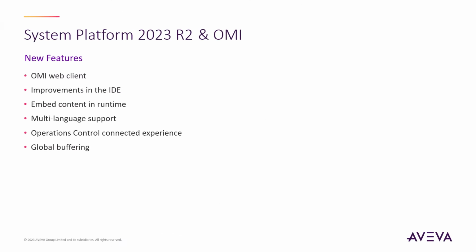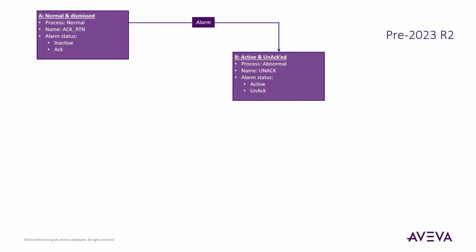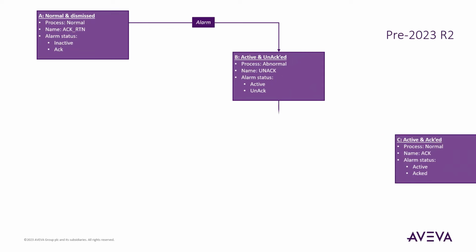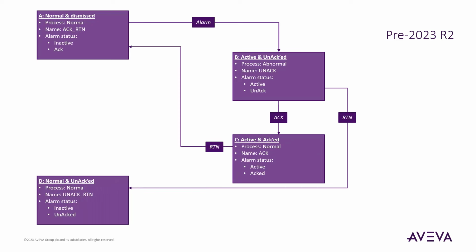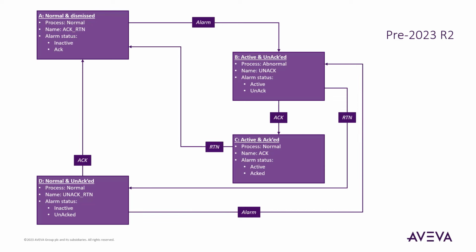We've also added a new feature for alarm latching. Before 2023 R2, we had the following states of alarms. There's a normal state where nothing's going on. The alarm gets raised and now it's active and unacknowledged. And there's two ways to get out of that state. You can acknowledge the alarm and then at some point in time, it will return to normal and we go back to the normal state. The alternative to that is it can return to normal, RTN, first. And then, of course, it just waits for the acknowledgement before it goes back to the normal state.